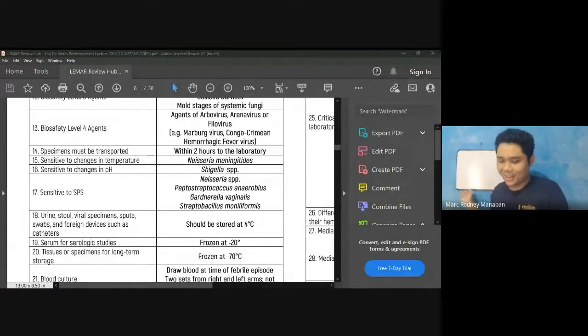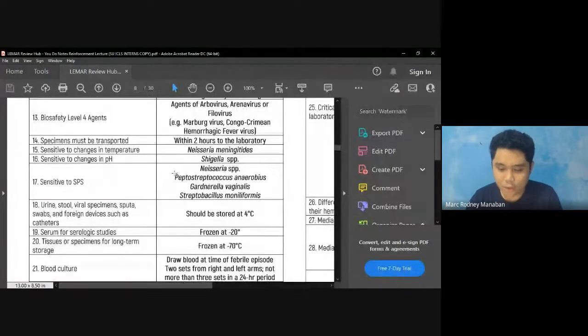We add 1.2% gelatin, take note, dears, to prevent or to stop the sensitivity effect of SPS to these organisms. Alright? We add 1.2% gelatin. Alright, take note of that. So these are the organisms that can be, again, affected by your SPS.